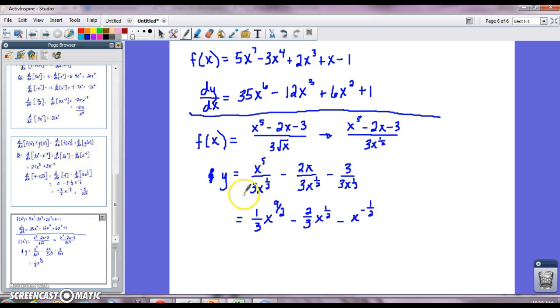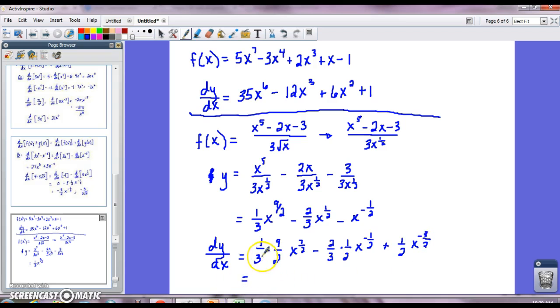So all I did here was simplify each of these terms to make it easier to differentiate. So now when I do dy dx, I end up with 1/3 times 9/2 x to the 7/2, because I have to subtract 1 from that, minus 2/3 times 1/2 x to the negative 1/2. Now I would have plus 1/2 x to the negative 3/2.